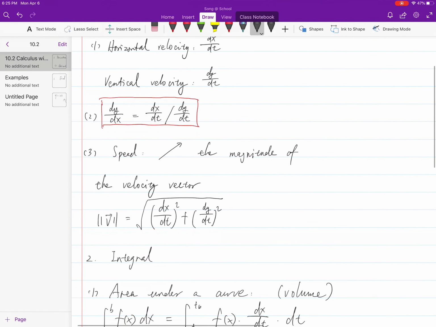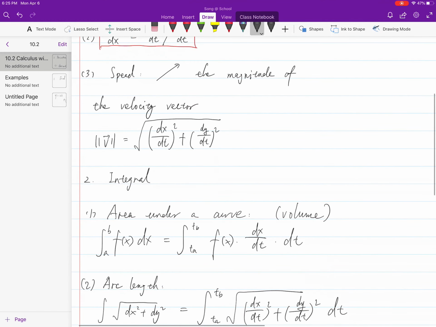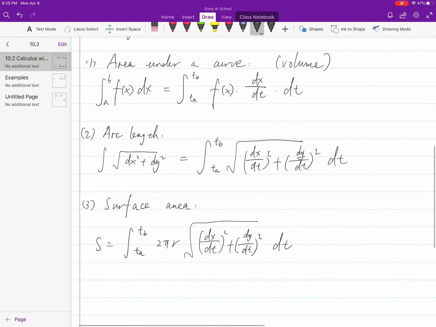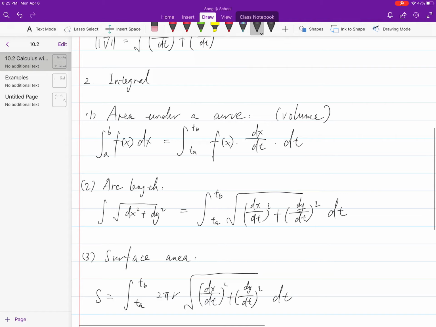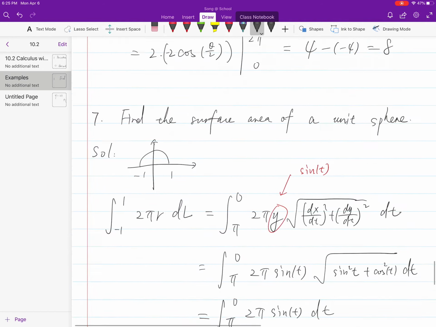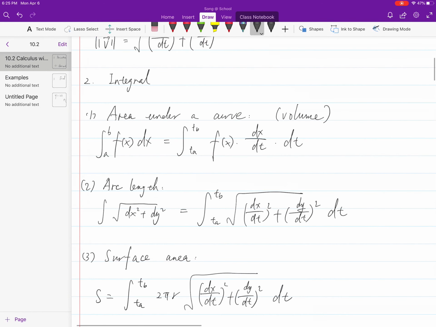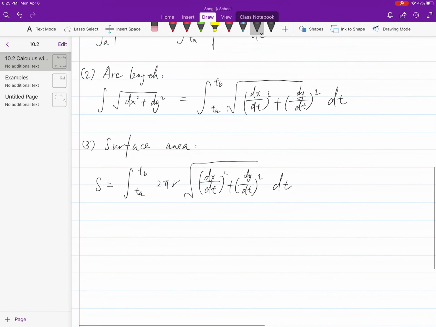Okay, that's it. So let's review what we had. We have how to take the derivative, basically just take the ratio. How to take the integral in the following 4 applications. For areas under the curve and the volume, you basically set up everything as you did before in x and y. When you finish, you just plug in x equals f(t) and y equals f(t). Take the derivative if necessary, and then you're all set.